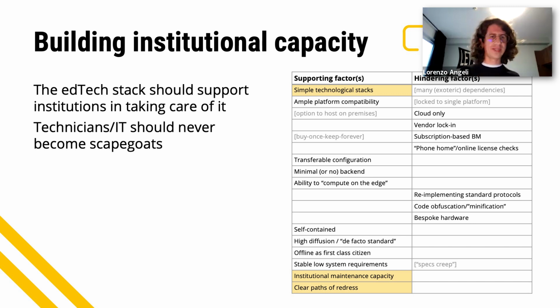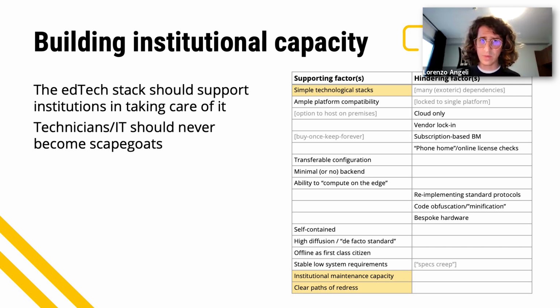This is another one which is a bit more tricky. So maybe we can stop here for a few minutes more, which is about building institutional capacity to work on having resilient education technologies. So the education technologies that we use should support institutions in taking care of the education technologies. So these are the three things that we have highlighted: simple technological stacks, institutional maintenance capacity, and clear path to redress. I've already mentioned what they are.